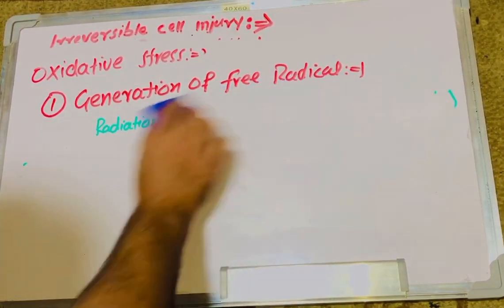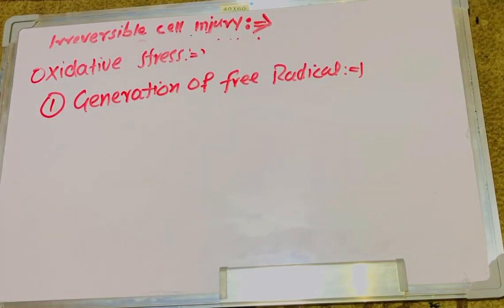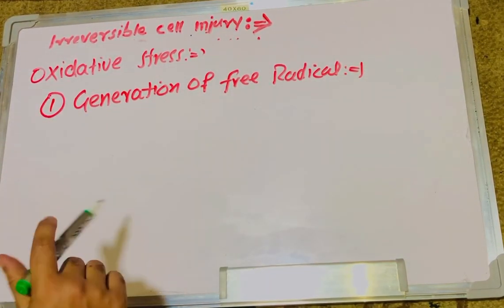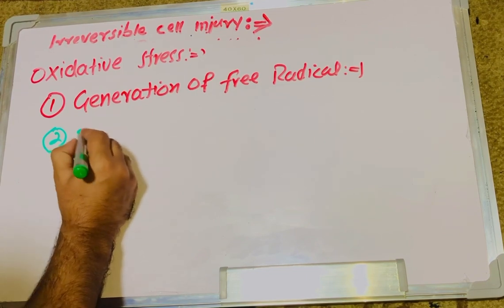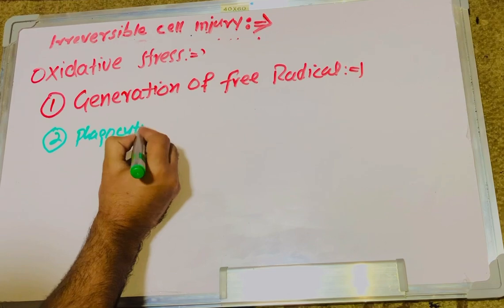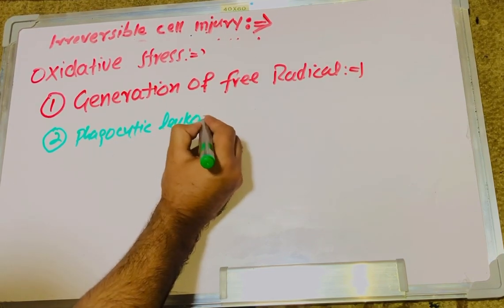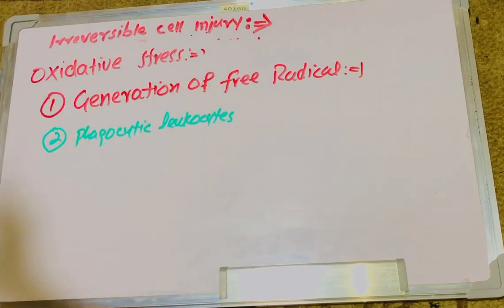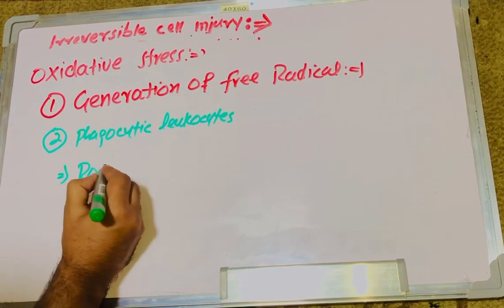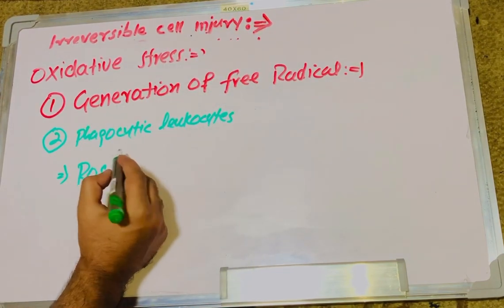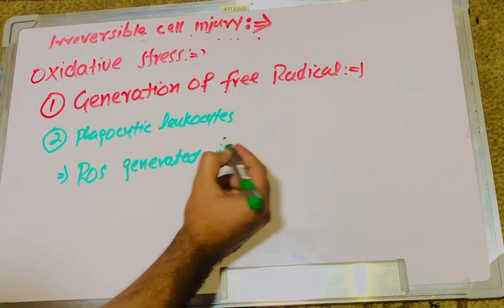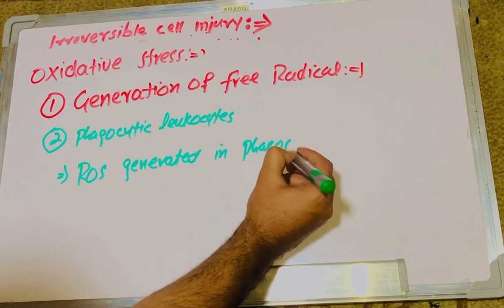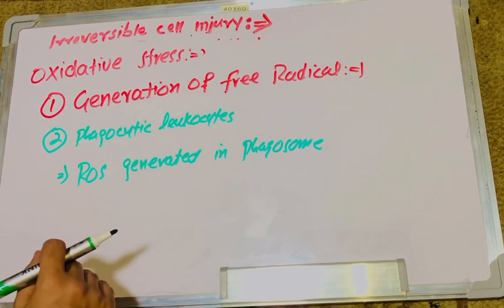So, number first, radiation generates the free radical. Number second, phagocytic leukocytes, for example neutrophils and macrophages. Normally ROS, reactive oxygen species, for example free radicals, are generated in phagosomes.